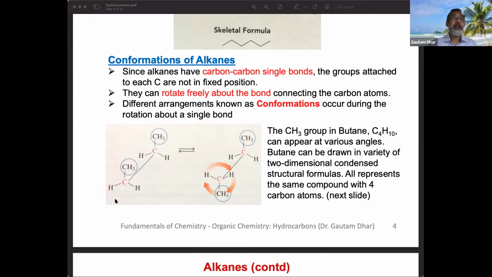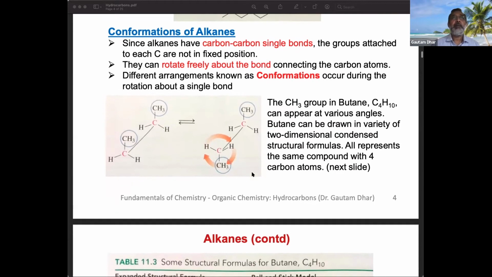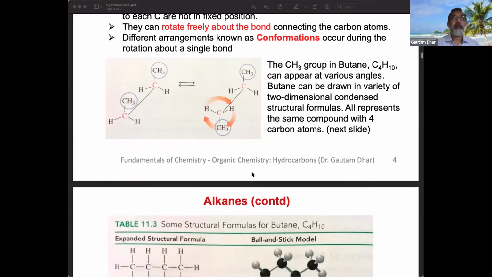But think of a situation where you are able to separate these two compounds, these two conformations, then their behavior will be different. In large molecules where sometimes rotation is restricted, then we do see different properties for these two different compounds. So these are called conformations, and these isomers are called conformational isomers or conformers.